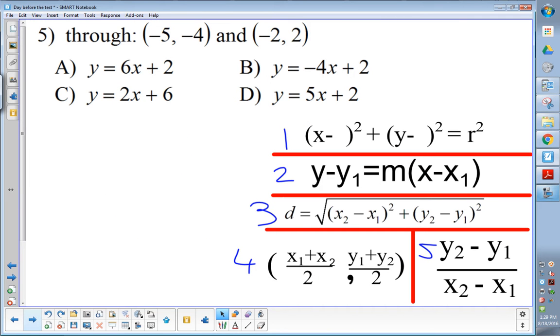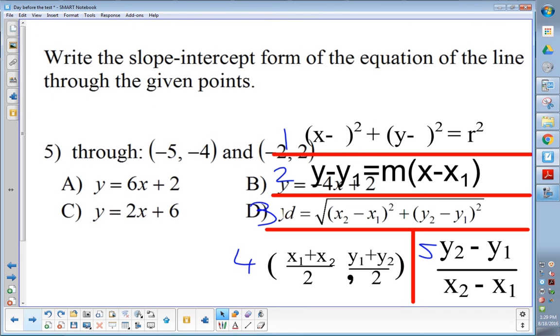Number 5. This is the most important question on the test. If there's only one thing that you need to know how to do for tomorrow, if you said, I'm going into this test and I only know one thing, it needs to be this thing. Because it's going to be worth a lot of points, and it's very important into what we do. Write the equation of the line.